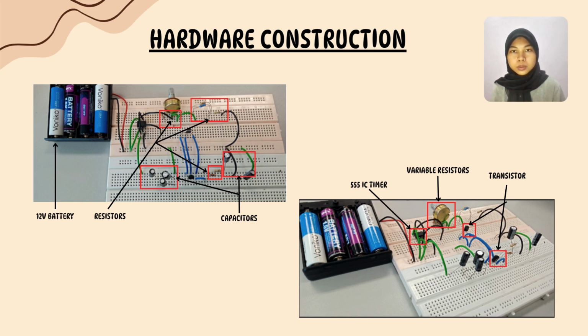Now, the hardware construction. As you can see in the picture, we use different variable resistors, capacitors, and transistors. We also use an inductor, variable resistor, and 555 IC timer. We use a breadboard for our hardware construction because it is easier for us to troubleshoot and make some adjustments. We also use jumper wire and a 12-volt battery.